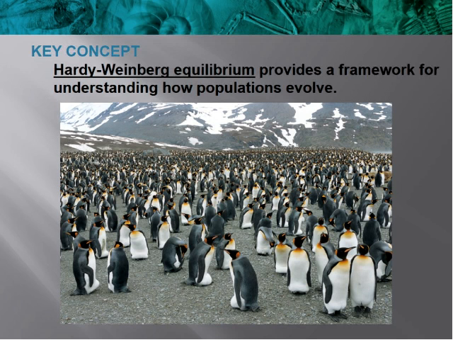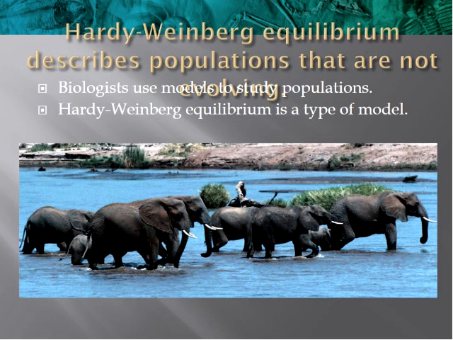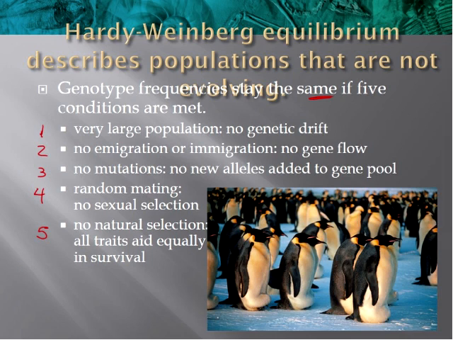So let's look at a few things. Hardy-Weinberg equilibrium provides a framework for understanding the way populations evolve. And if you look at populations of a large amount of animals, such as the penguins that you see here. All right, so a couple of things. Actually, I think a few more slides give a better representation. There we go. Hardy-Weinberg equilibrium describes populations that are not evolving. Basically, it means they keep the same genotypes if these conditions are met, okay? For example, if there's a huge, large population and no genetic drift, typically it is not really evolving, okay?